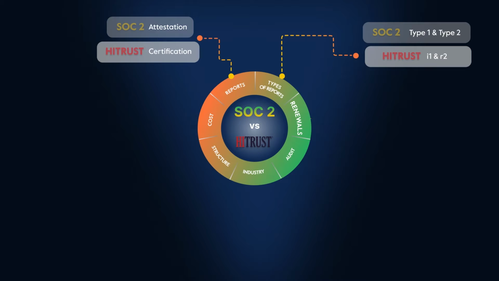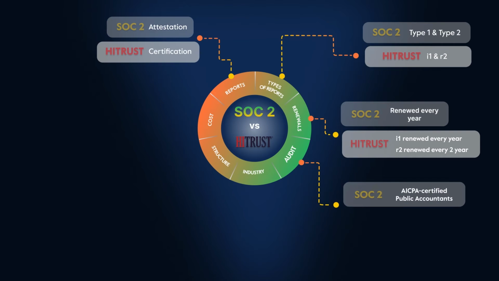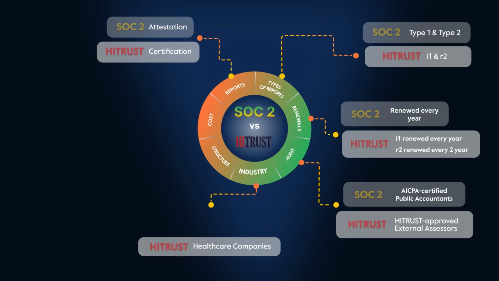Third, renewals. Regardless of whether you have a type 1 or a type 2 certificate, SOC 2 has to be renewed every year. HITRUST's I1 also has to be renewed every year, whereas an R2 has to be renewed once every 2 years. Now 4, who does the audit? SOC 2 audits are conducted by an AICPA certified public accountant, whereas CSF audits are conducted by a HITRUST approved external assessor. 5, industry. HITRUST works best for companies that operate in the healthcare space, whereas SOC 2 is ideal for tech companies and startups.